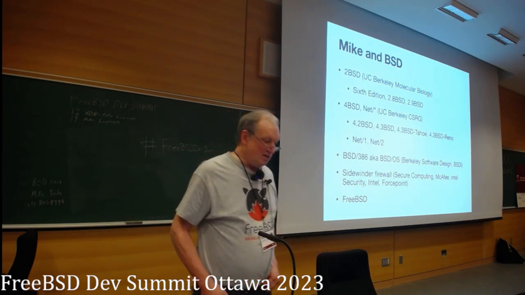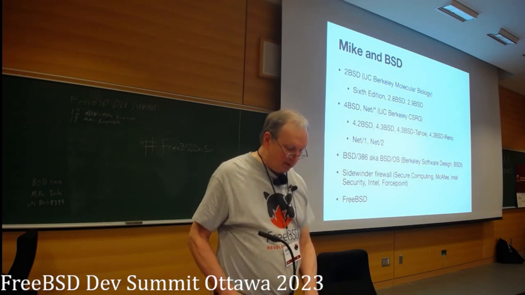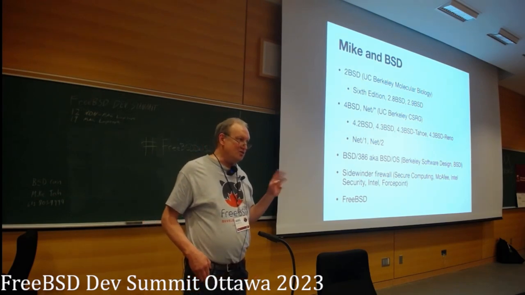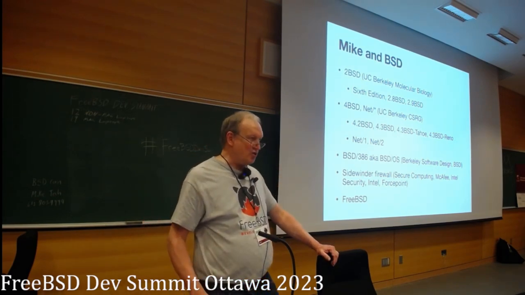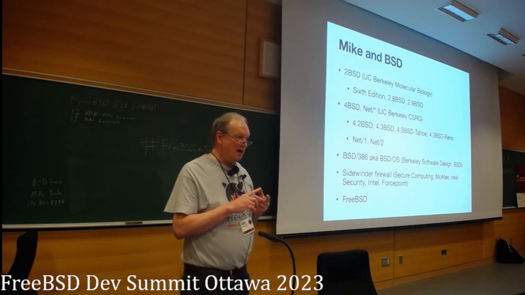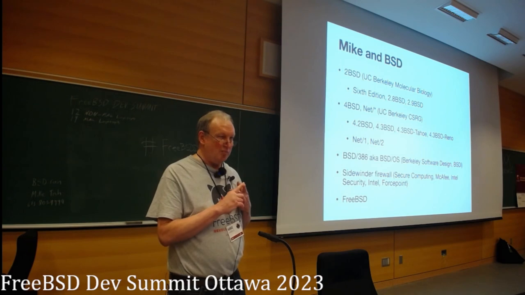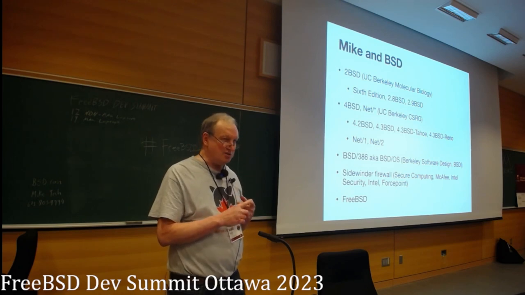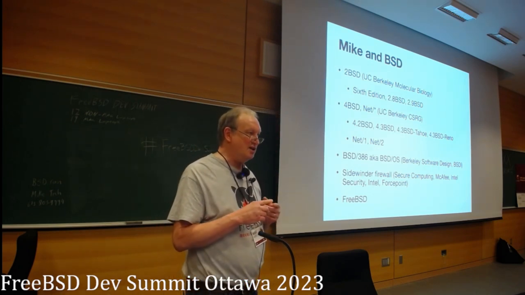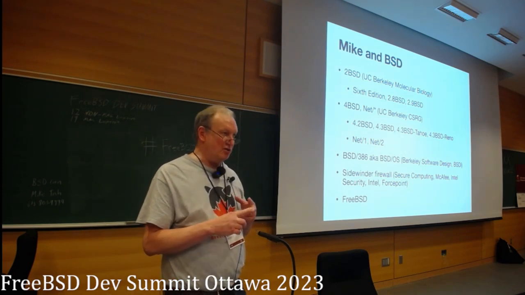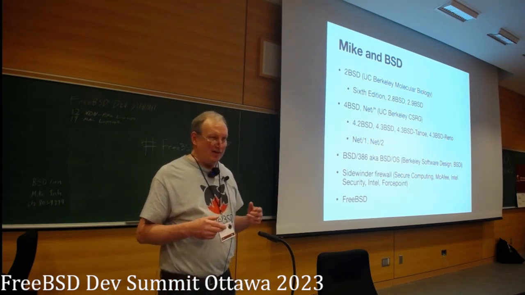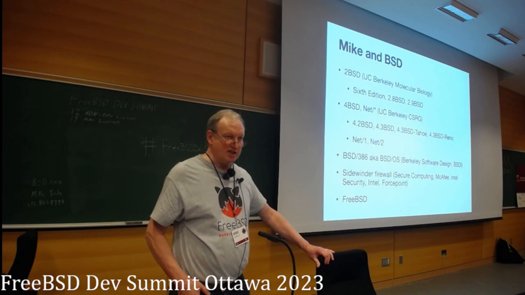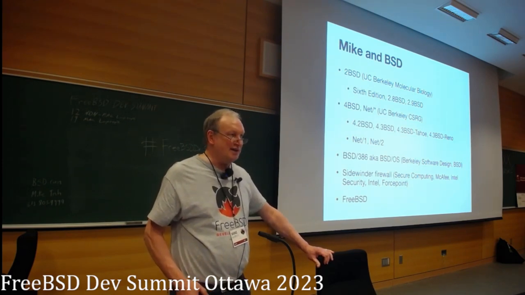Now, the part that they didn't modify was the list of terms and conditions, which included 2 clauses that people claim were contradictory. One was the advertising clause. Products mentioning features or use in advertising had to say that it was Berkeley code derived. But then, you can't use the name of the university. I should have said except according to, you know, whatever, but I never saw anybody mentioning things like that in ads anyway, so it was a moot point.